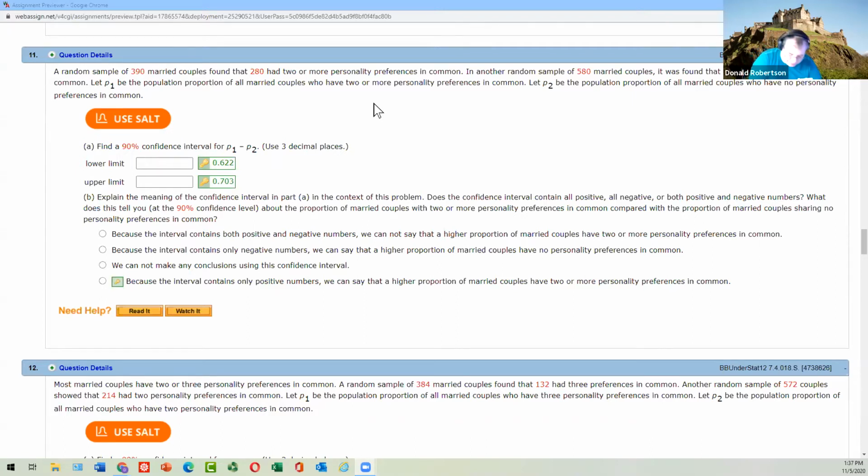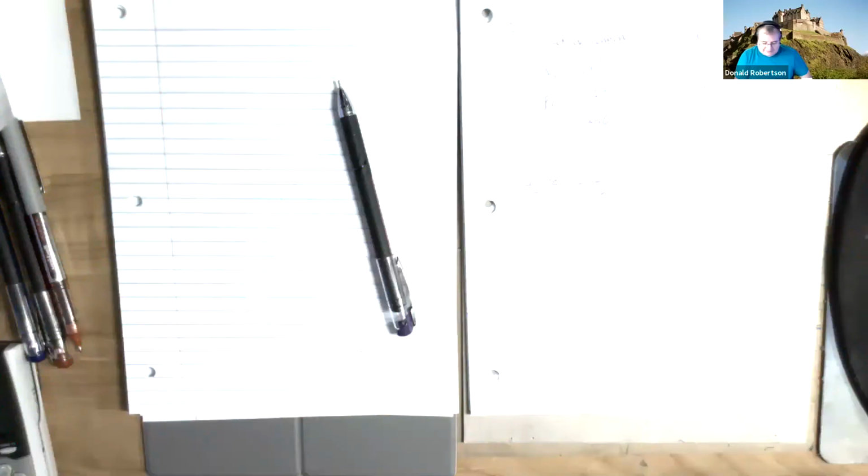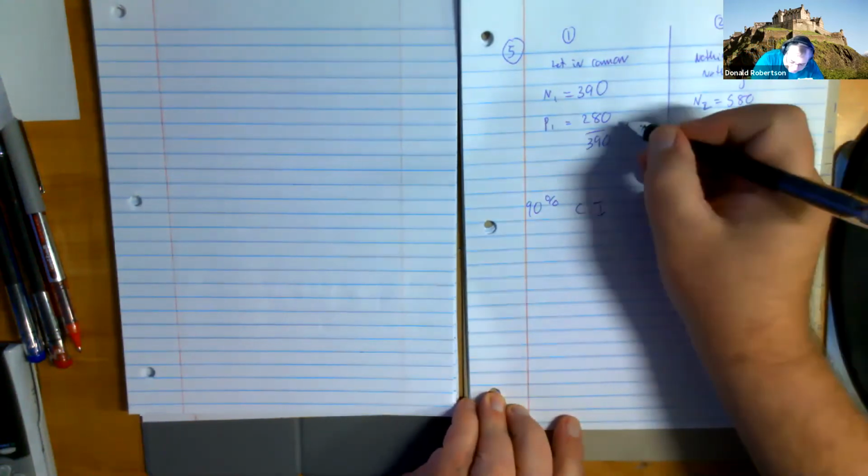And we're being asked to find a 90% confidence interval. So all the numbers were there, they were in the story. Let's show you what the numbers look like. I get two populations. One is people who have a lot in common. The other population is people who don't have a lot in common. And we are going to find a 90% confidence interval based on that. So there were 390 people, 280 out of 390 have a lot in common.